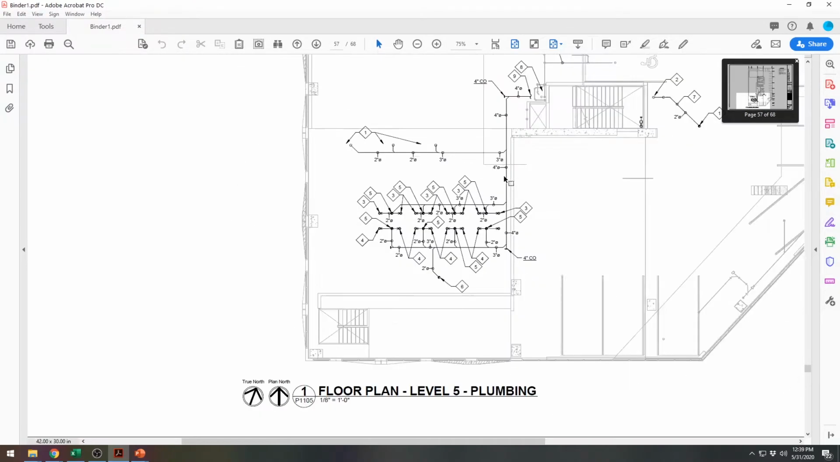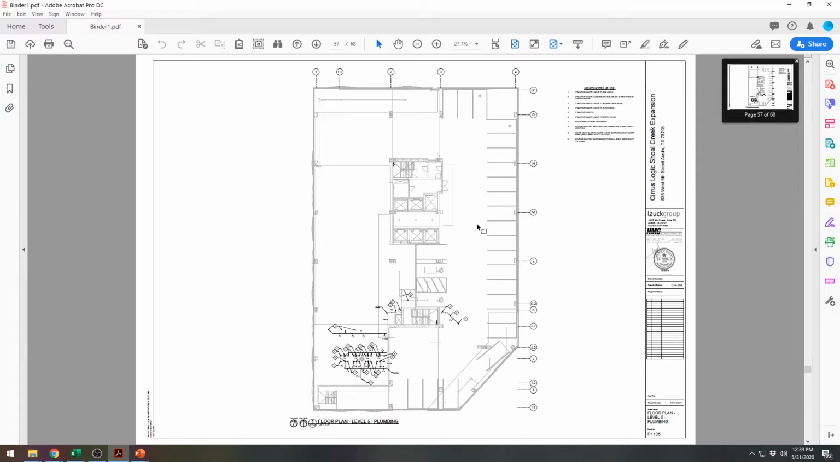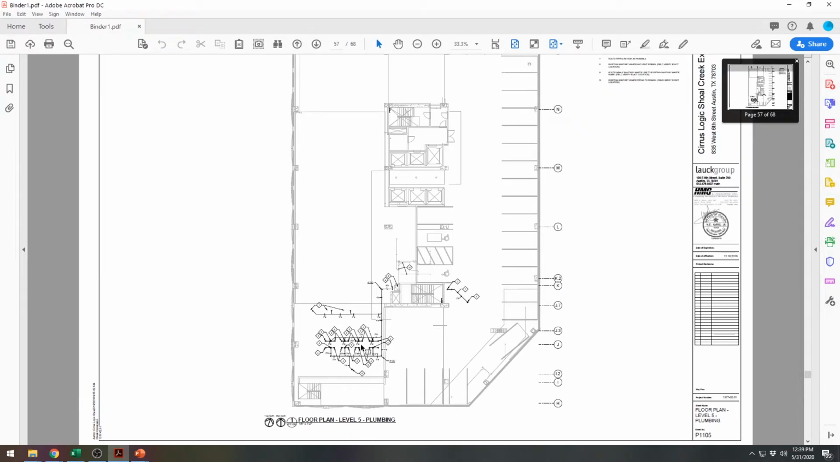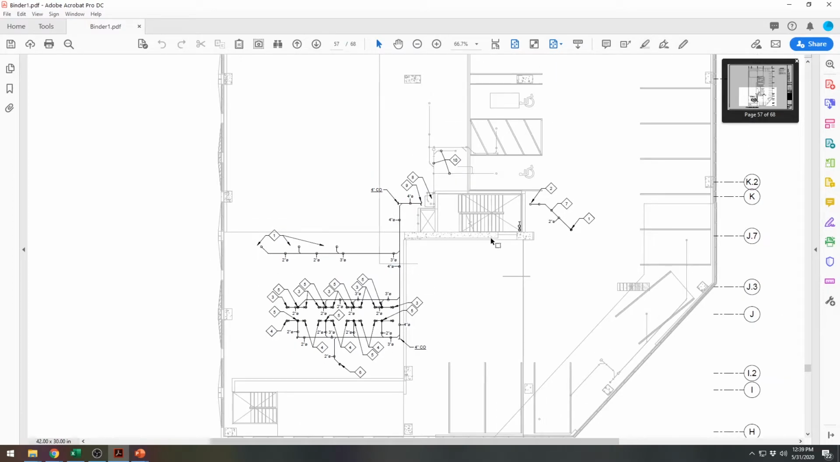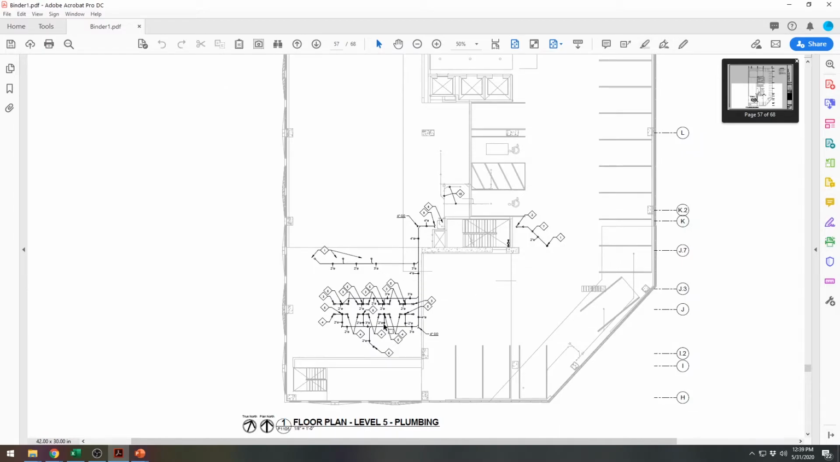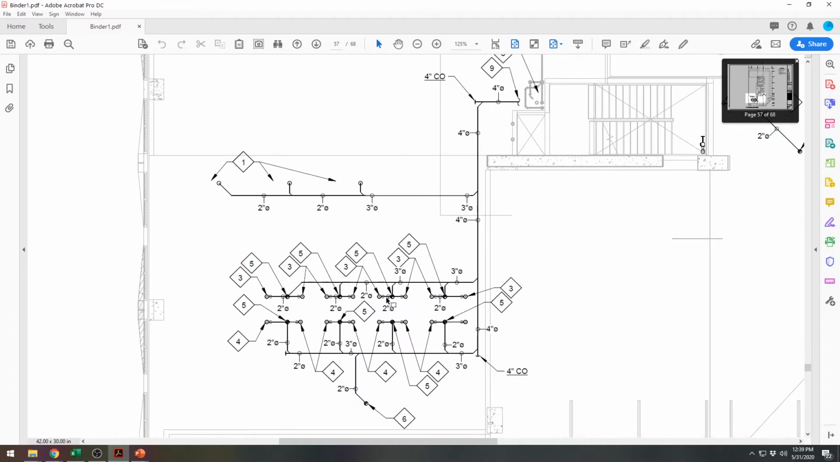Then we get into the plumbing drawings. So this starts actually on level 5. So just like the conduit drawings, you run a lot of plumbing underneath the floor and in the ceiling. So they had to create basically an underfloor plan here, showing where the stuff is coming up. And we'll go look at level 6 now.